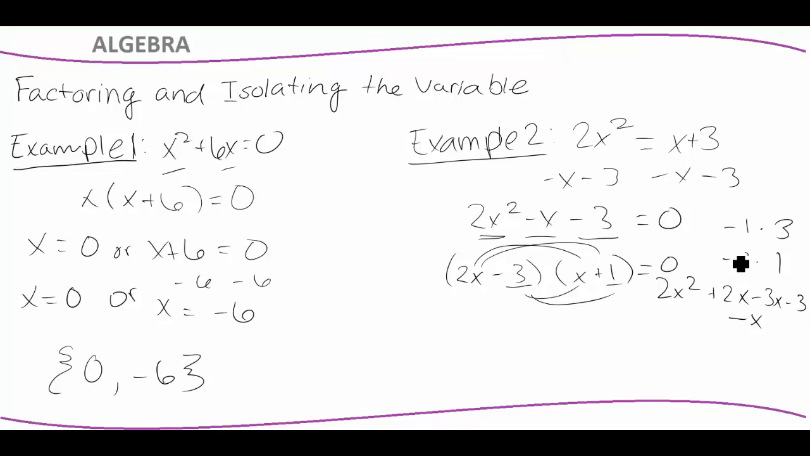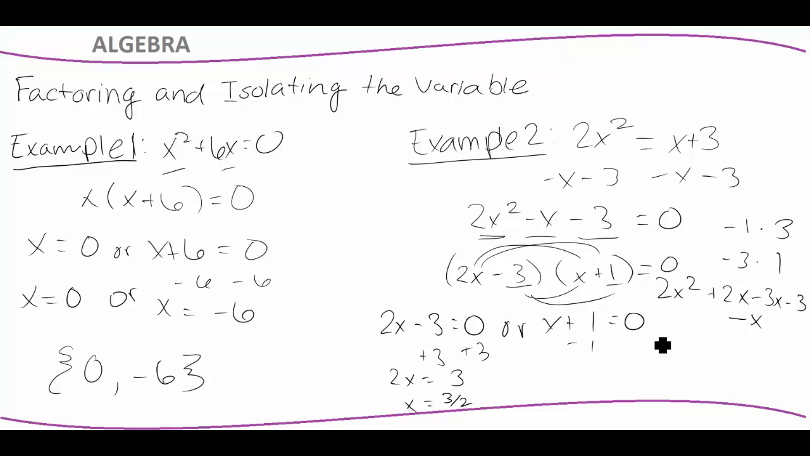And we're going to use our zero product property. So we're going to set each product equal to 0. So we're going to have 2x minus 3 equals 0 and x plus 1 equals 0. And then we're going to solve each. So we're going to add 3 to both sides, and we're going to get 2x equals 3. And then we're going to divide by 2, so we're going to get x equals 3 halves.